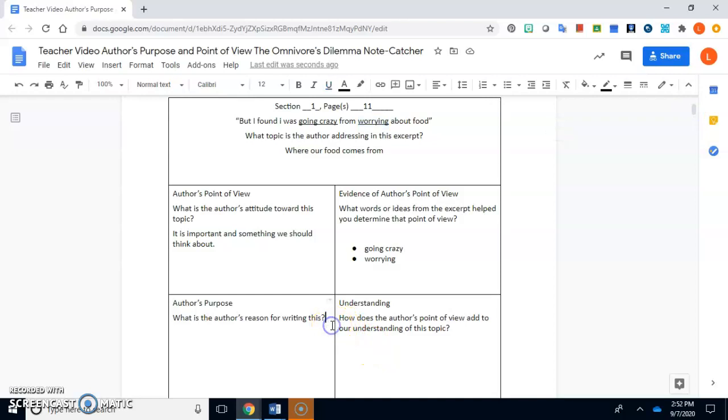And so we think about his reason for writing this. So why might he have written a book called The Omnivore's Dilemma? More specifically, why did he write this sentence? I found I was going crazy from worrying about food. Well, guys, we already know that where food comes from is important to him. So when we think about his reason for writing, we know that he wants to educate readers, which is us, about where our food comes from and what is in it.